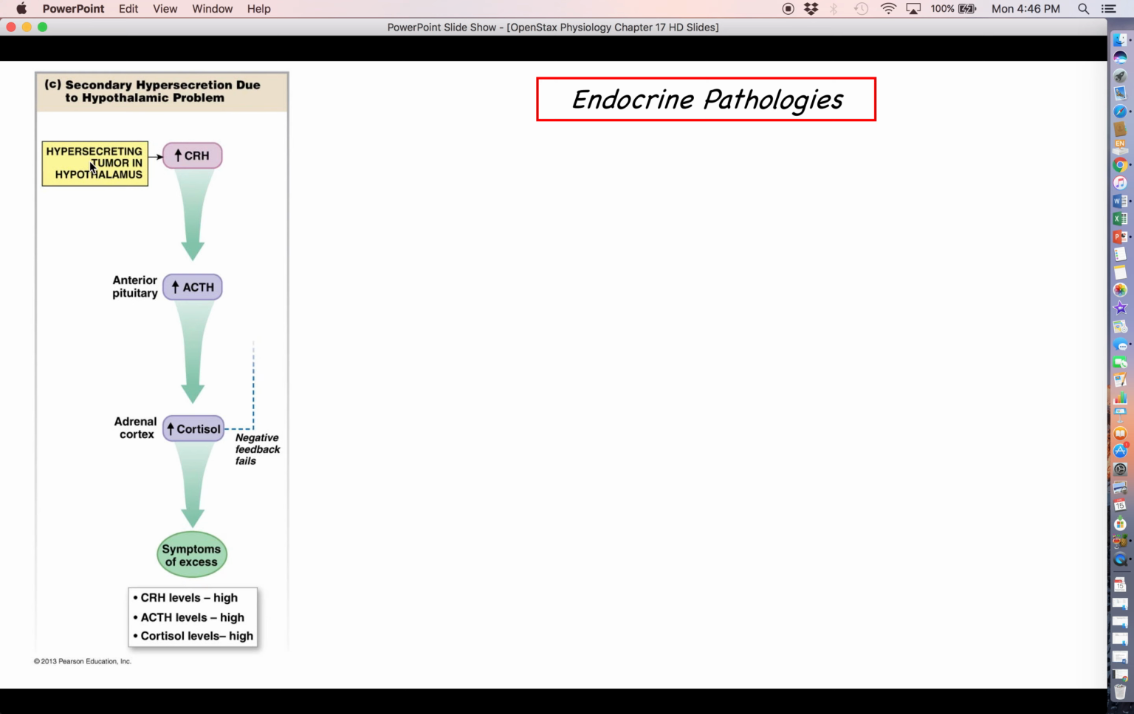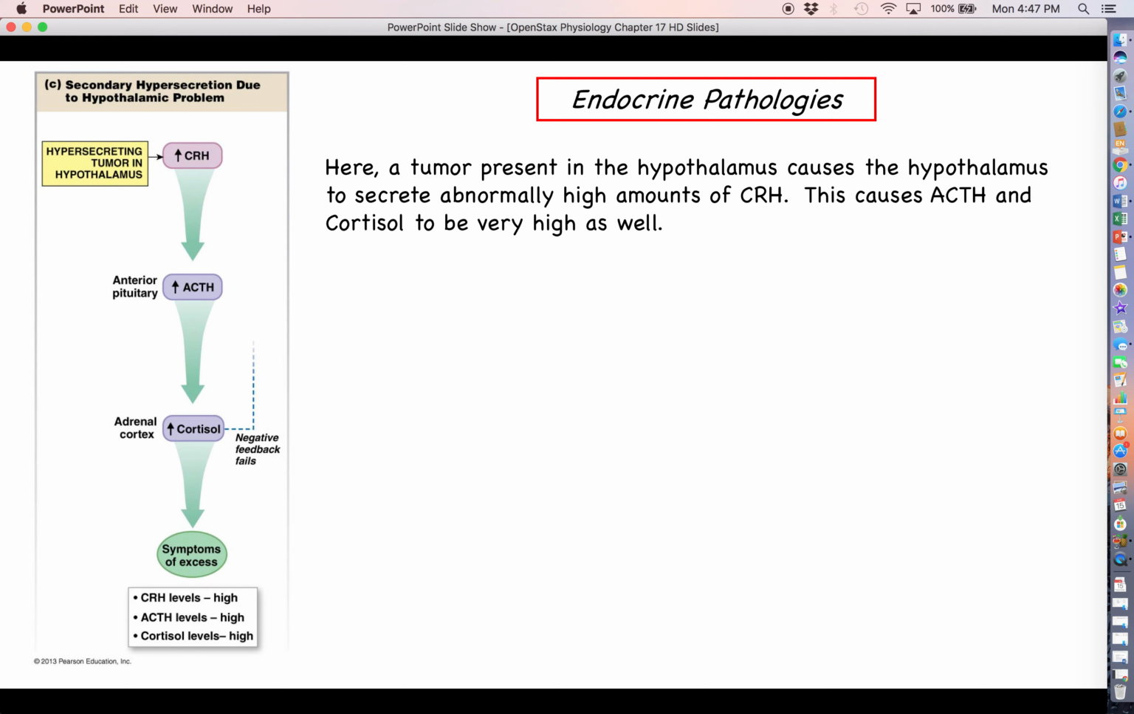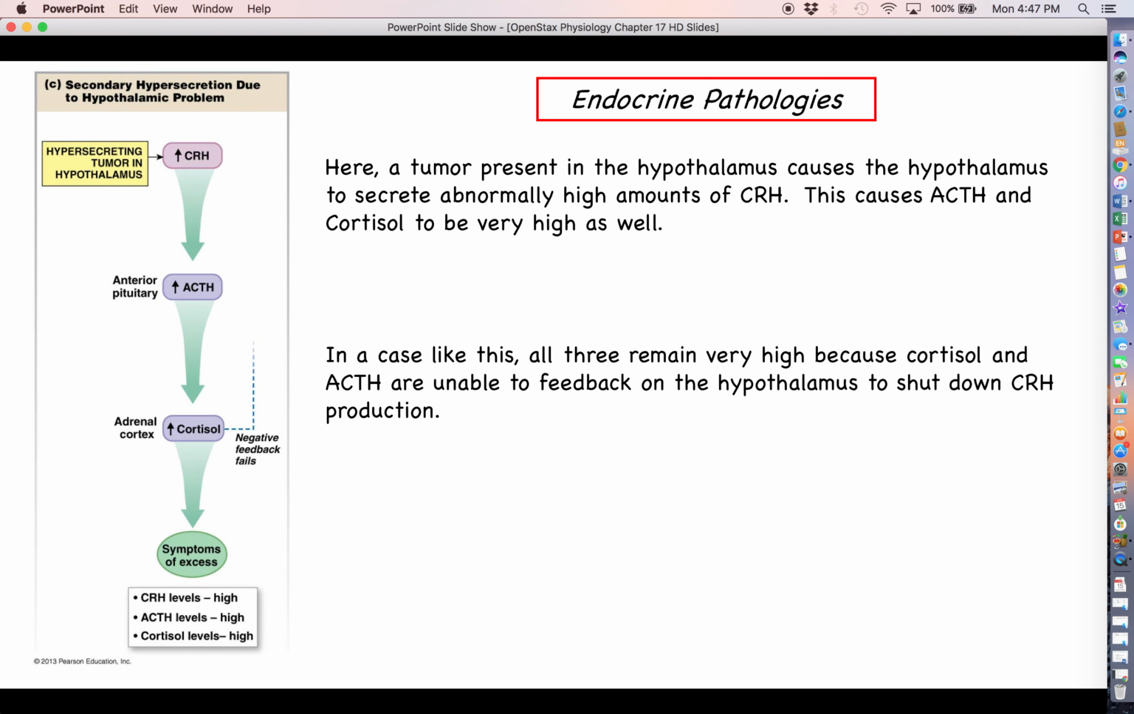In this particular example, we get an extra bit of context in that there seems to be a tumor in the hypothalamus. And tumors have the tendency to, when they're located next to endocrine cells, compress those cells and force them to make more hormone than they really should. So that is one possibility here. So this would also be a secondary pathology because the problem is clearly not at the level of the adrenal cortex. So all three of these hormones remain very high because of the failure of negative feedback, and the problem is clearly at the level of the hypothalamus.